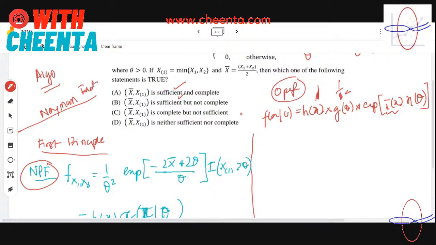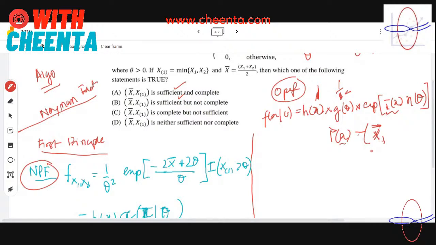And we are observing x greater than theta, so it must also always be like 1. I hope you understand that. Therefore t of x is also a function of x bar and x1. So by OPEF you can sort of tell that t of x is a function of x bar and x1.